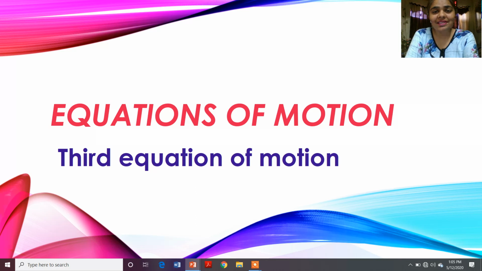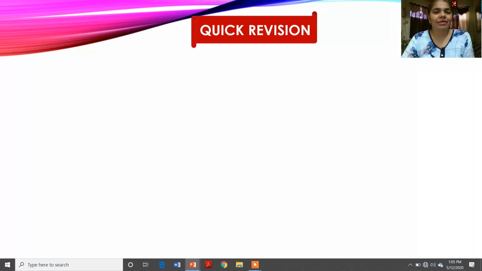In the previous classes, we have studied the first and second equation of motion. Today, we are going to derive the third equation of motion. Before starting, let's have a quick revision.